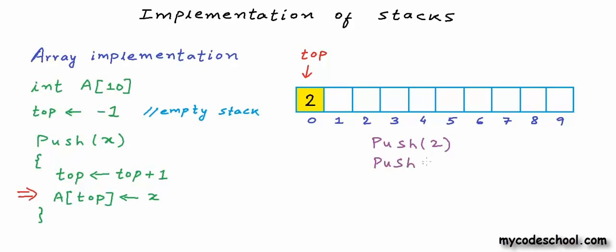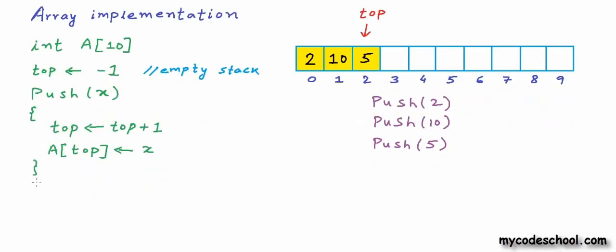Let's say I want to push number 10 this time. Once again, top will be incremented. 10 will now go at index 1. With each push, the stack will expand towards higher indices in the array. To pop an element from the stack, I'm writing a function here for the pop operation. All I need to do is decrement top by 1.